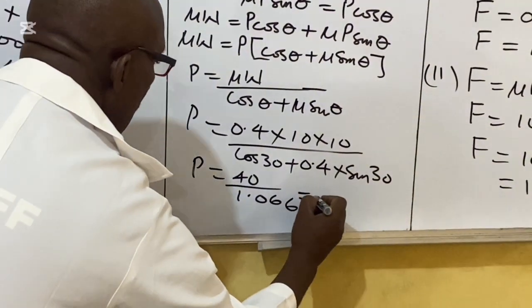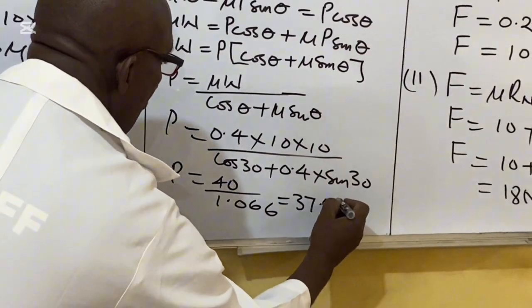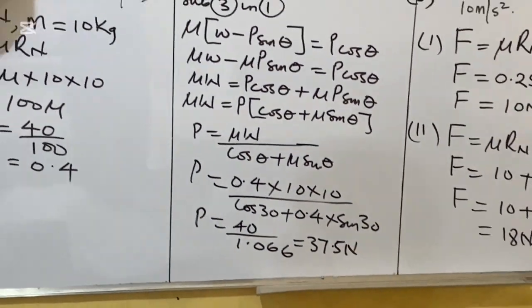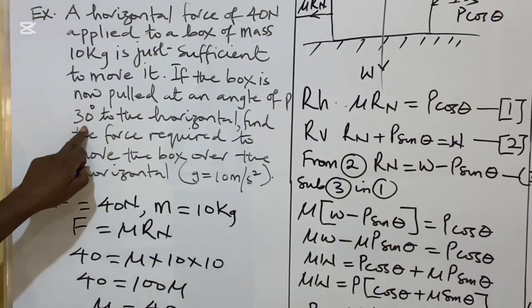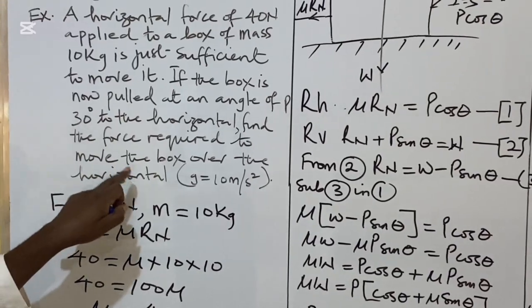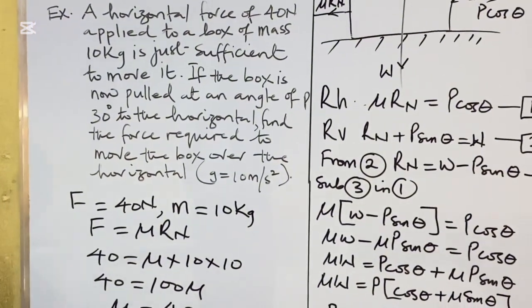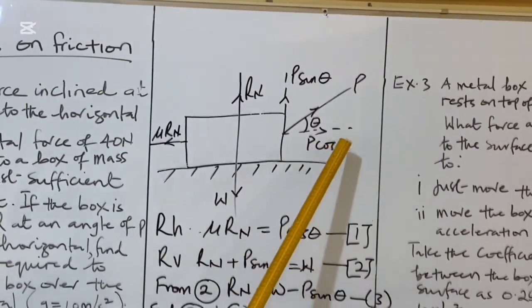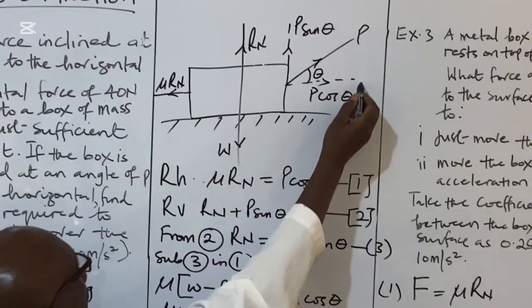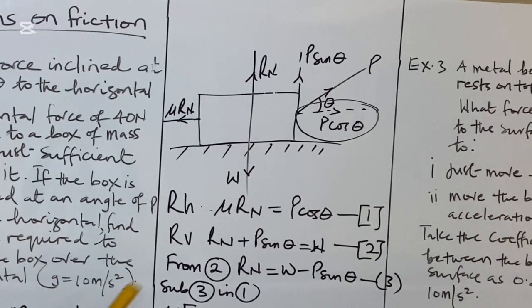That means our P is equal to 37.5 Newton. Now look up. We said if the box is now pulled at an angle of 30 degrees to the horizontal, find the force required to move the box over the horizontal. Now, whether or not you like it, this force P sine theta tends to lift this box off the ground. Now, P cos theta is the force required to move this box over the horizontal.